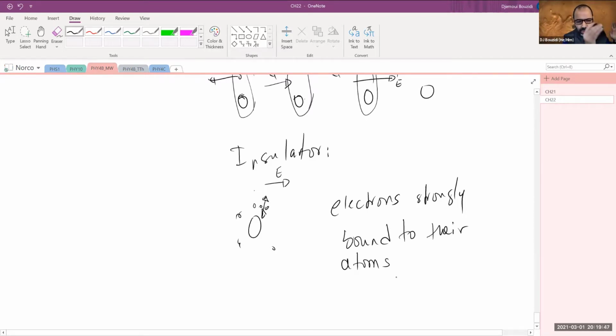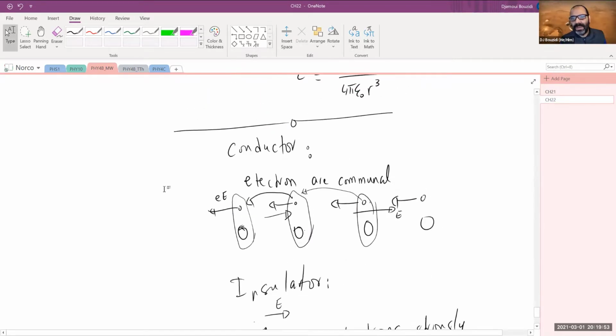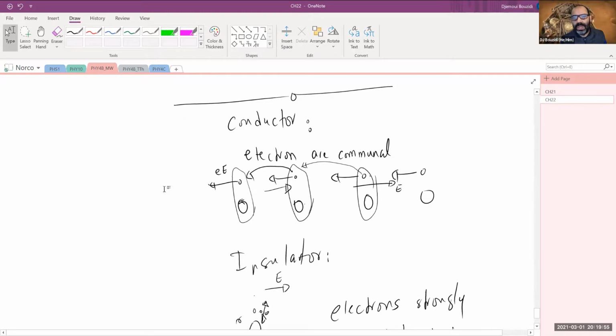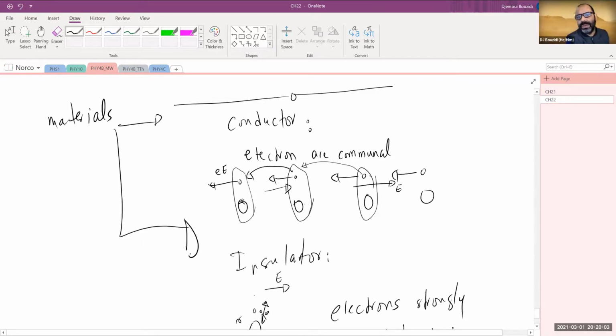I know that there are semiconductors and superconductors. We'll talk about them down the road when we meet them. But at this point, these are the two main classifications of materials that we're going to see. So materials are either conductors or insulators. Okay. Conductors such as metals, insulators such as wood, for example, or air. Okay, so those are the two classifications.